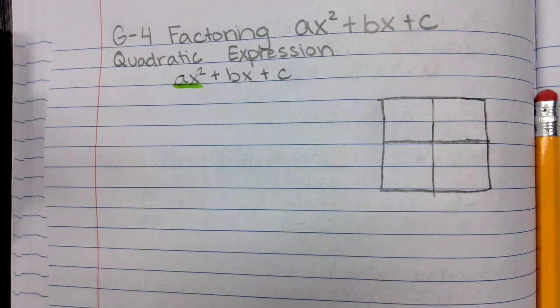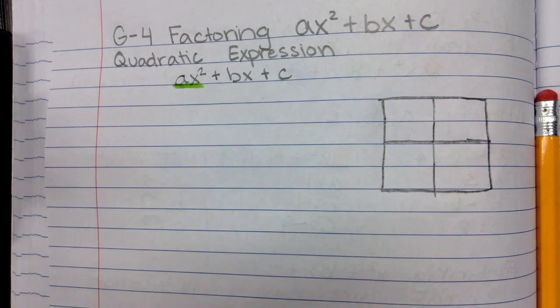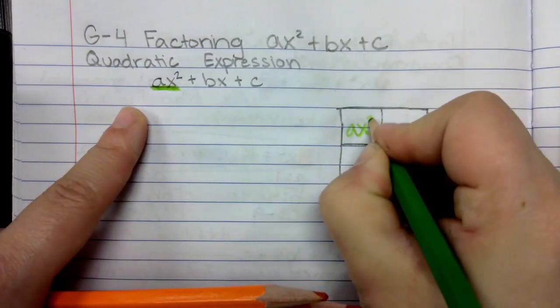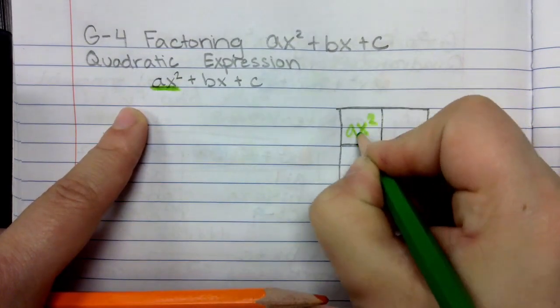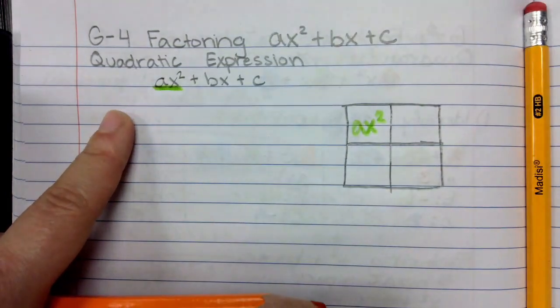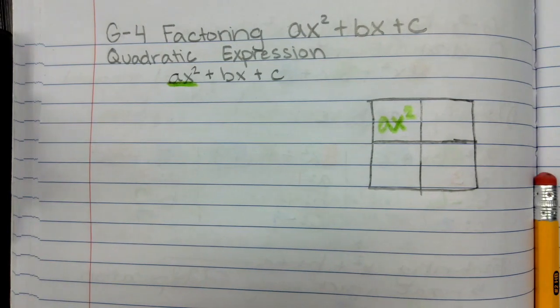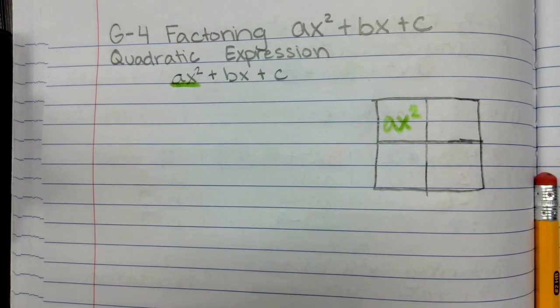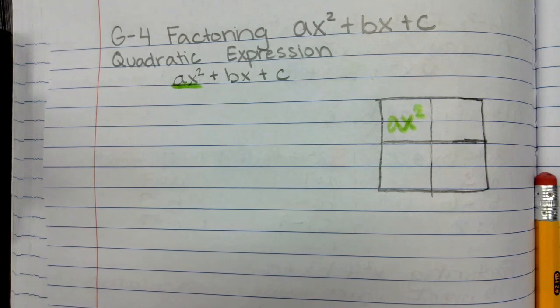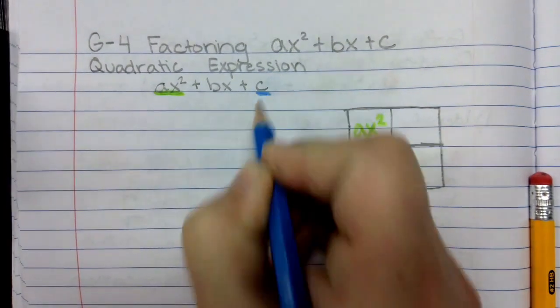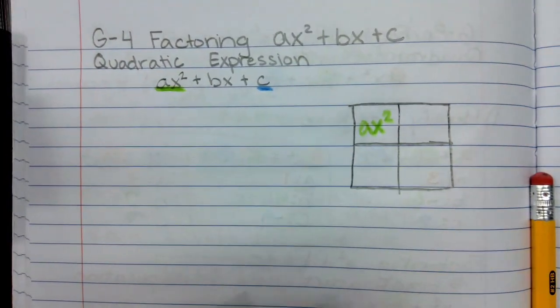You? Oh, cool. Alright, this ax squared goes in this first box. Ax squared. That first term goes in that first box. Alright, our C, again, is another one that's a little bit easier. Our constant's going to go in this last box.